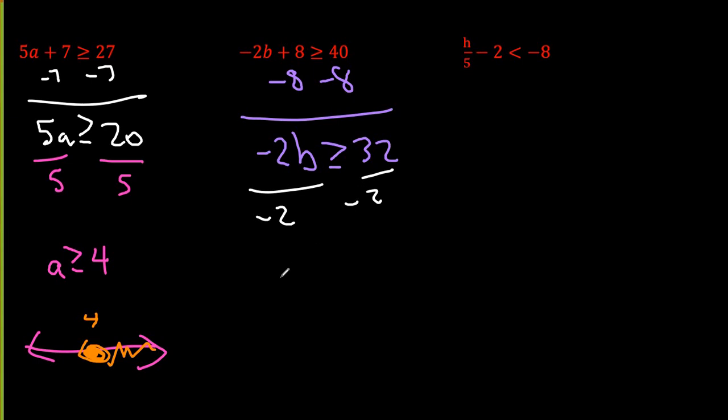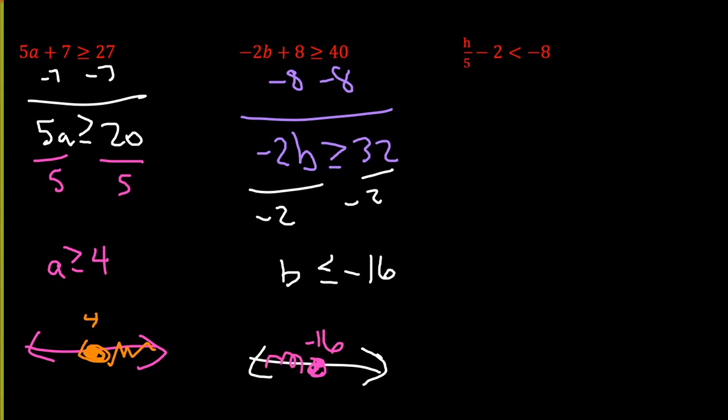When you multiply or divide and the negative was on the same side of the letter when you did it, you flip the inequality symbol. So this becomes b is less than or equal to negative 16. So on a number line, we would color it in at negative 16. And it's going to go to the left.